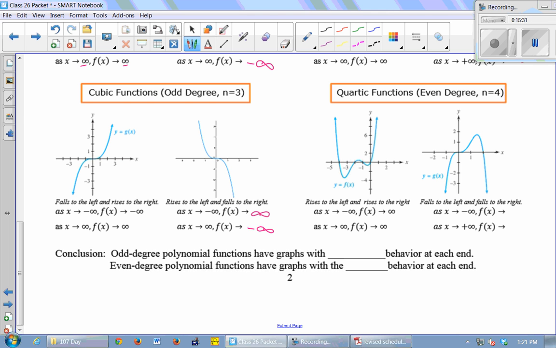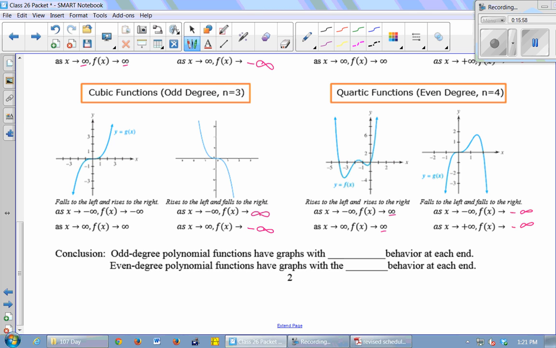All right, and now some quartic functions, some polynomials that have degree 4. So in this case, that's even, right? 4 is an even number, so I have even degree polynomials now. The one on the left, the far right and the far left both go up. So these are both positive infinities. And the one on the right, both the far left of the graph and the far right of the graph go down. So these are both negative infinities.